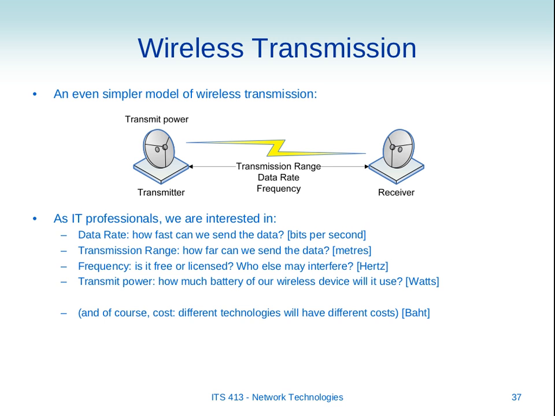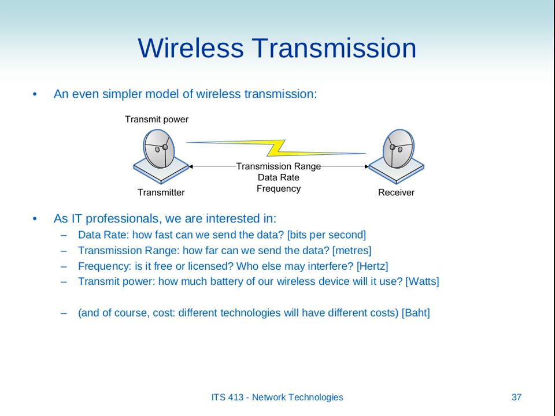Also, we care about what the transmit power is of our technology, especially if we're using mobile devices, because the higher the transmission power, the more power it consumes of your battery, and therefore the less time your battery will last in your mobile device. So we would like to use a low transmit power if possible, and then our battery will last longer. But if we use a low transmit power, our range will go down.